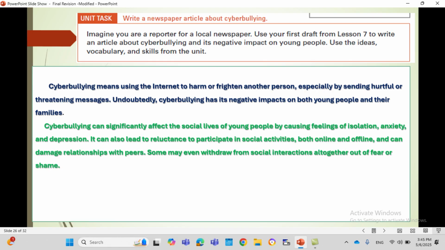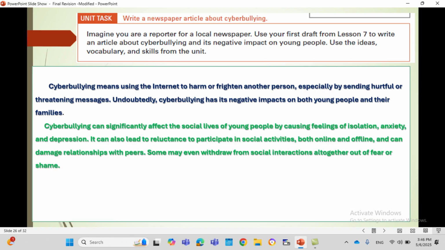You are always frustrated. It can also lead to reluctance, and being reluctant means you are unwilling to do something. Unwillingness, you don't want to do anything. Reluctance to participate in social activities, you simply withdraw from social activities, both online and offline. If there is a party, you refuse to go to the party. If there is an occasion, you refuse to take part in it. And it can damage relationships with your peers, because you will suspect them all. Because as you know, in many cases in cyberbullying, you don't know who is the person who is harassing you online. That's why you doubt everyone.